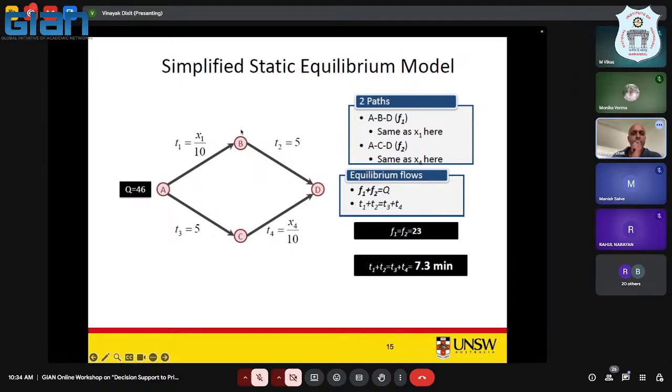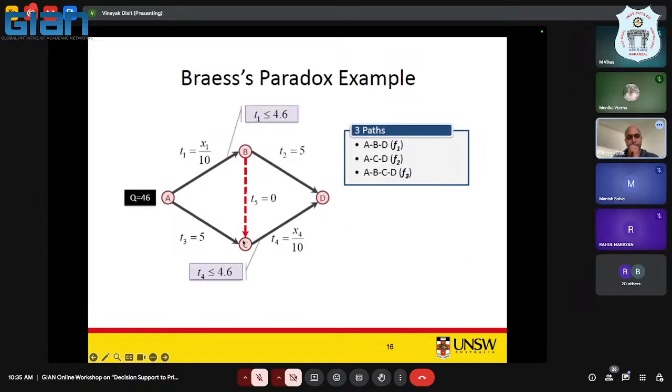So a politician looks at this and says, oh, there is 2.3 here, there is 2.3 here, 4.6. So if I build this road here, then I can reduce the travel time by almost 2.7 minutes. So they put this link. Now this travel time is zero. It's a big freeway and it's very close. So it's just literally putting a bridge.